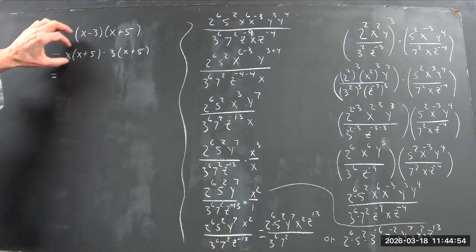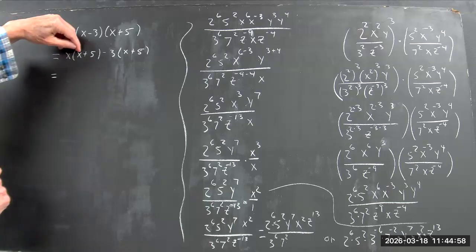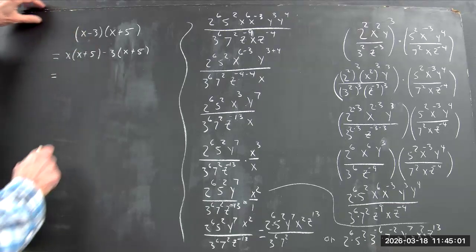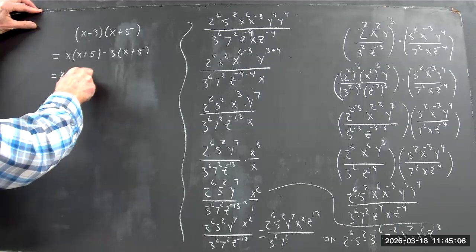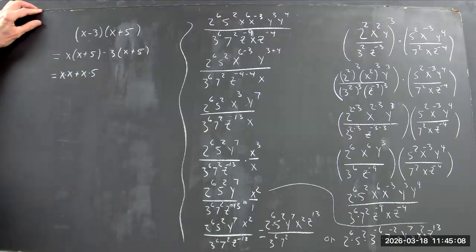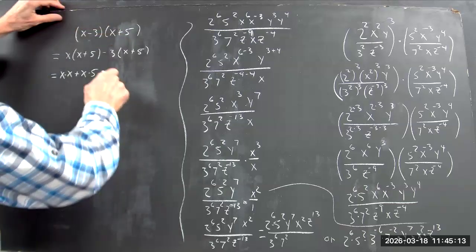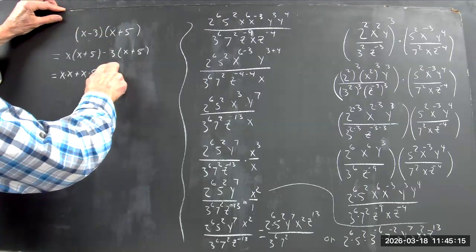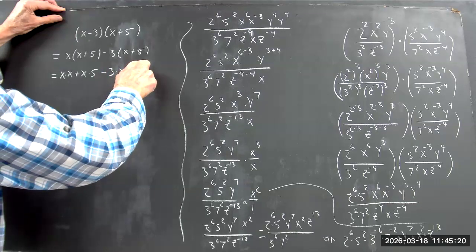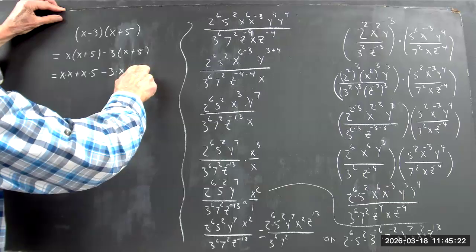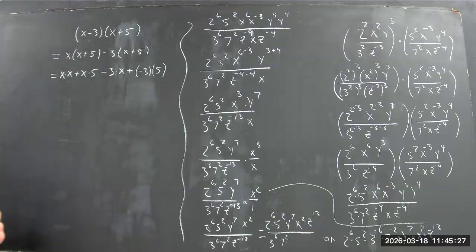Now, how do we multiply x by x plus 5? Well, we multiply x by x, and we multiply x by 5. So we get x times x plus x times 5. And then minus 3 times the quantity x plus 5. Well, we're going to multiply minus 3 times x plus negative 3 times 5.